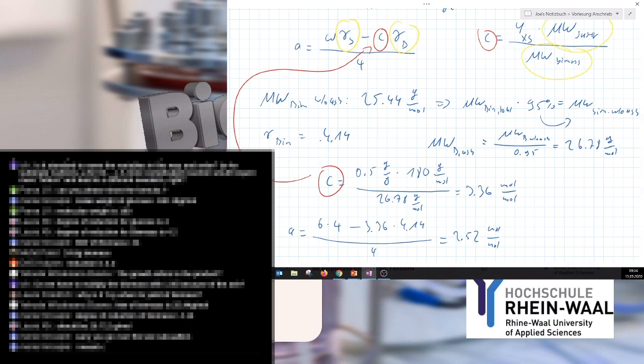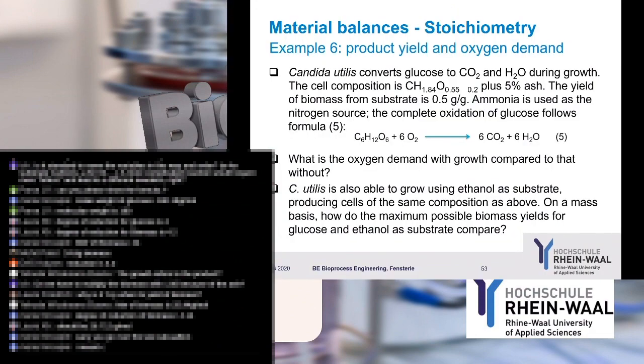Now we can do the same in the question. I will not do the calculation with all of you. You can try that at home. Now you can do the same with ethanol. So the question was also, what is the maximum possible yield? And this is quite straightforward. So therefore we don't do that here as a calculation.